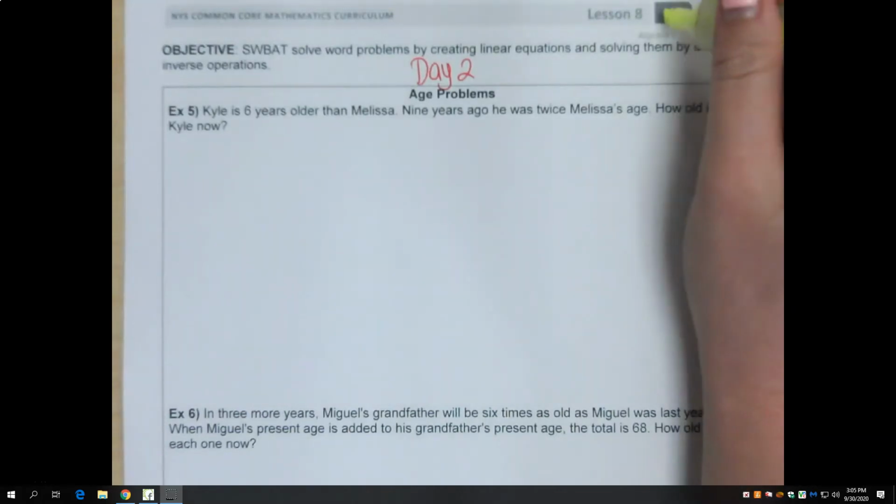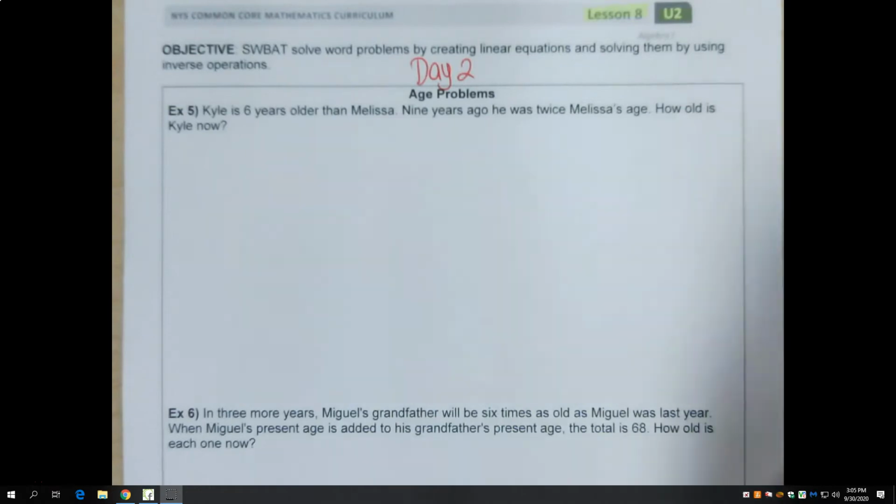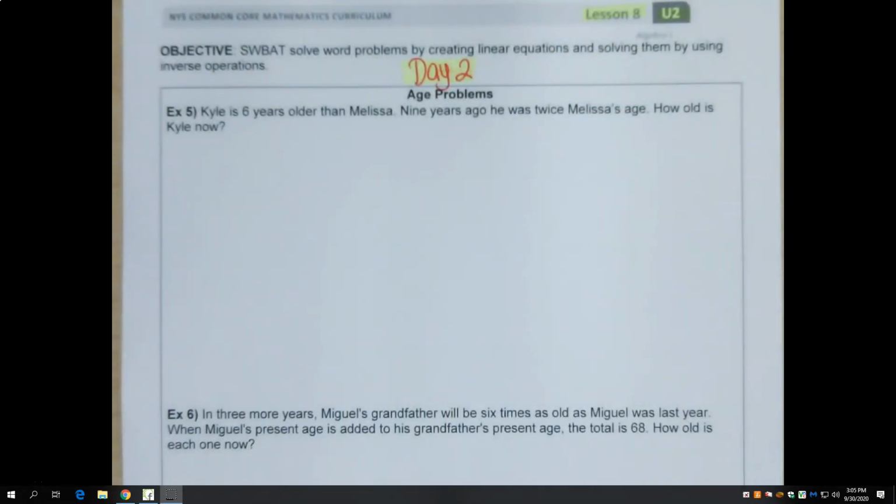Hey boys and girls, so today we're going to be going over Unit 2, Lesson 8, just the second half of it. All right, so we're going to call today Day 2. I know that yesterday we were working on word problems that dealt with more than one variable. Today we're going to also work on word problems that deal with more than one variable. And then towards the second half of the lesson, we're also going to talk about consecutive even and consecutive odd word problems. All right, let's read number 5 and just jump on in.